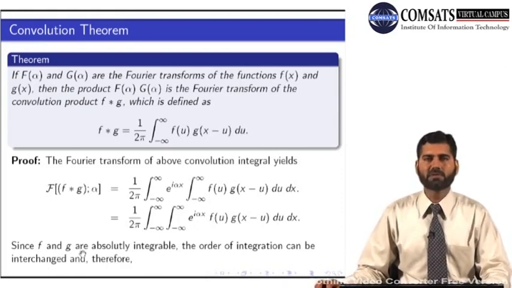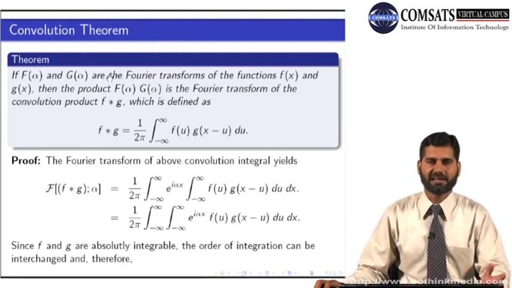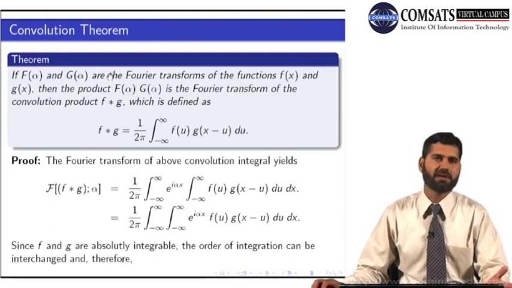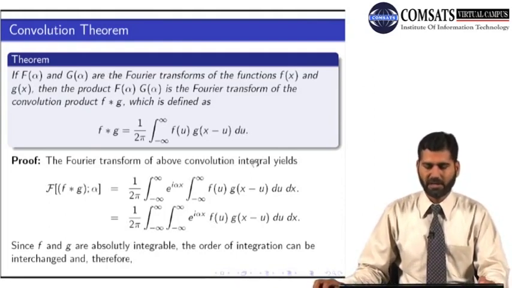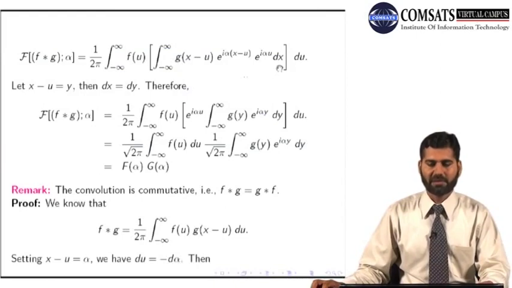Why are f and g absolutely integrable? Because the Fourier transforms of f and g exist, and they only exist if f and g are absolutely integrable. If they are not absolutely integrable, then their Fourier transform may not exist. So if you change the order of integration, first comes x and then comes u. I brought x in and u out, so you got this thing.